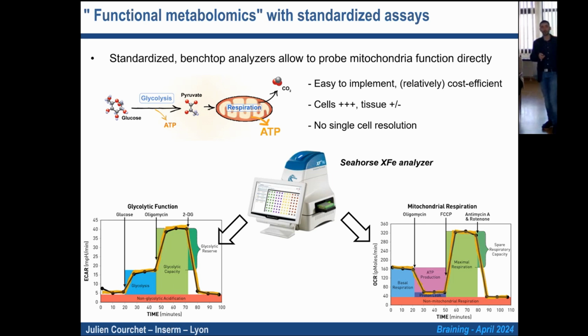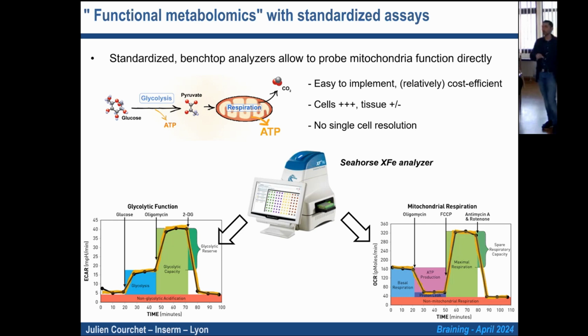And then the idea is that you have commercial assays with this type of machine. You have injectors that automatically will put some drugs that will challenge metabolic pathways, and then you can see how they respond. So with oligomycin, you will inhibit the ATP synthase. So you will block the synthesis of ATP by the mitochondria, and you will see a drop in oxygen consumption, which is indicating how much ATP is being produced by the mitochondria.